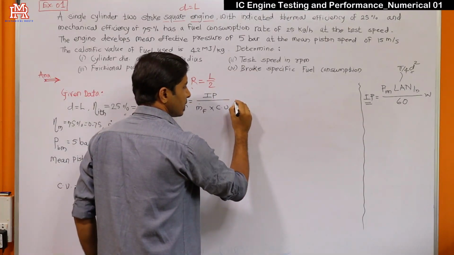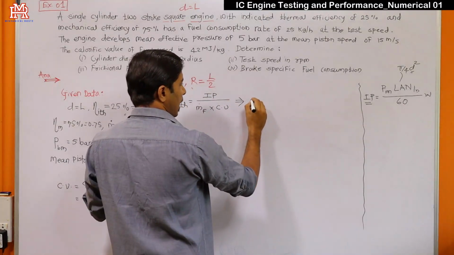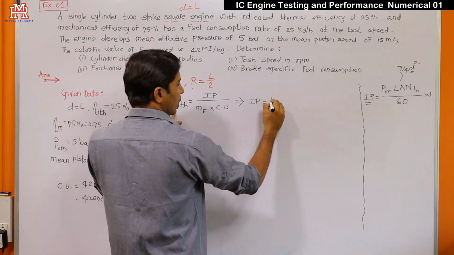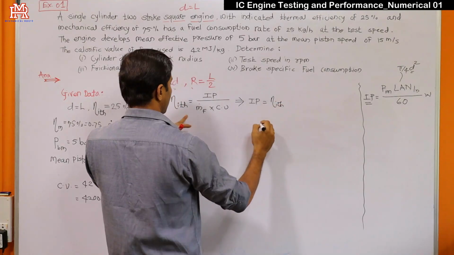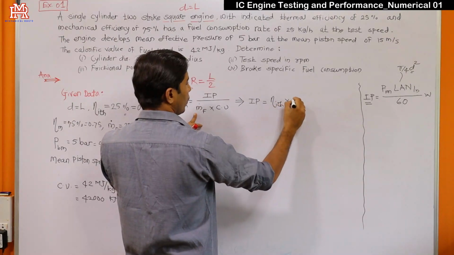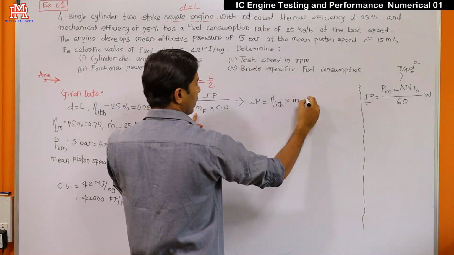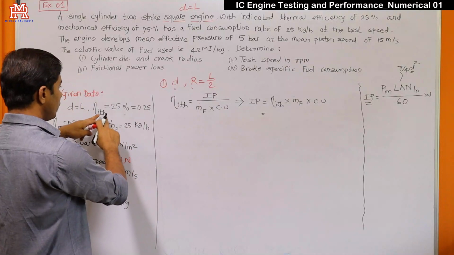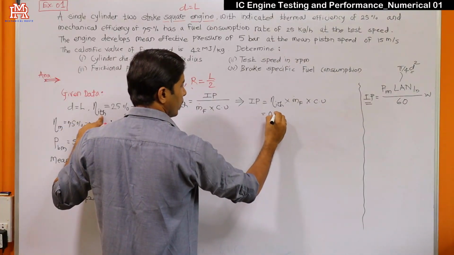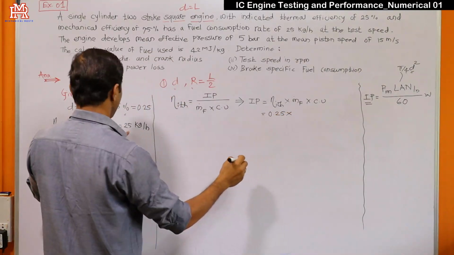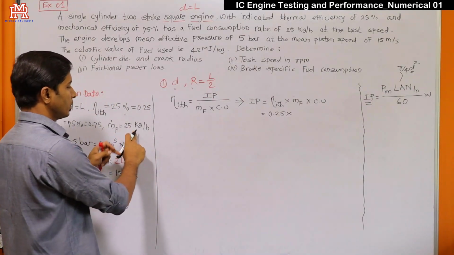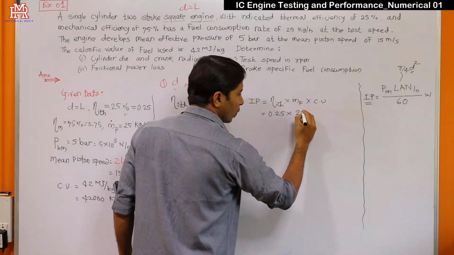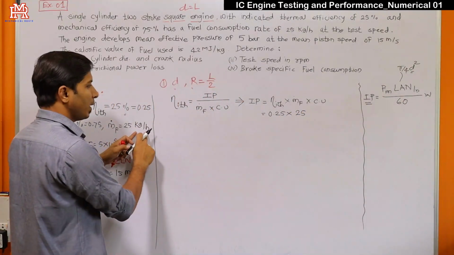So this implies IP, indicated power, is equal to indicated thermal efficiency into mf dot into CV. So we have these values. Indicated thermal efficiency is 0.25, into 25 kg per hour.